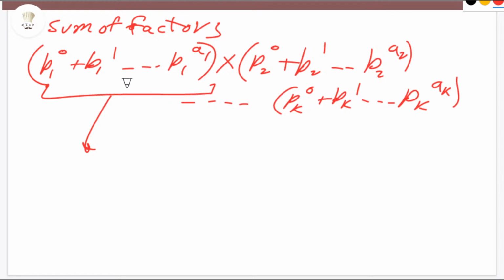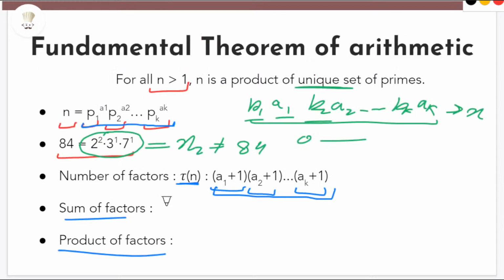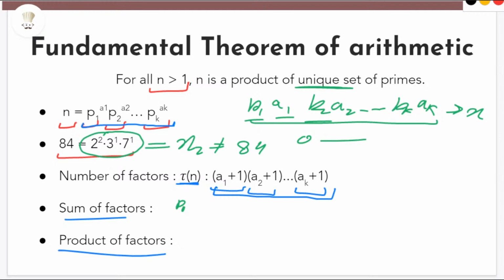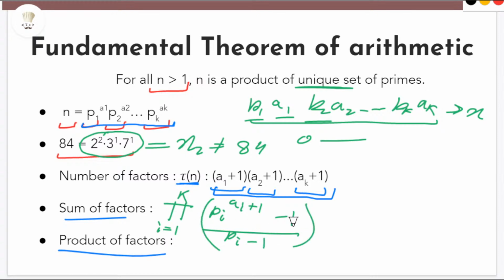If we see it as a geometric progression and apply the geometric progression formula, we get P1 to the power A1 plus 1 minus 1 by P1 minus 1, right? So the sum of factors here is just a product, over i equal to 1 to k, of Pi to the power Ai plus 1 minus 1 by Pi minus 1, right? If we take the product of all k values like this, we get the sum of factors, which is this one.